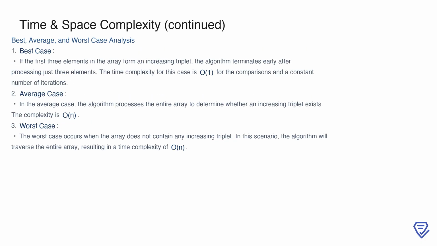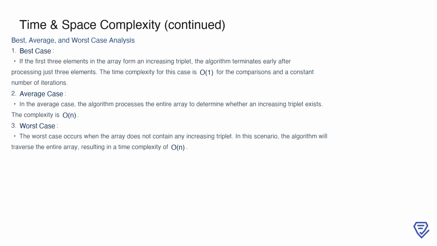Now, let's analyze the algorithm in terms of its best, average, and worst-case scenarios. In the best case, the first 3 elements of the array already form an increasing triplet. Here, the algorithm identifies the triplet and terminates early, processing only 3 elements. The time complexity in this case is O(1) for the comparisons and a constant number of iterations.